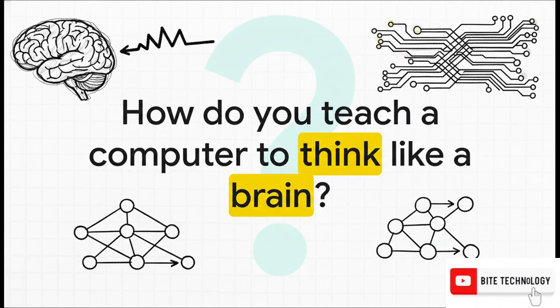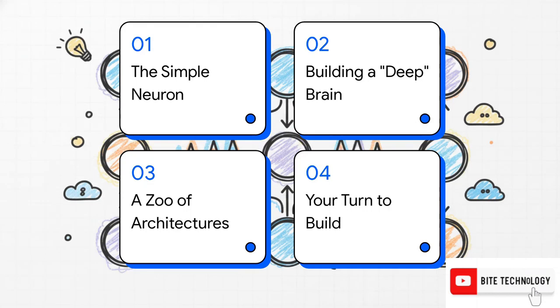So here's the big question, right? How do you actually teach a computer, a chunk of metal and code, to think like a brain? Well, the answer lies in an architecture that's both incredibly powerful and, you might be surprised to hear, pretty simple at its core. All right, so here's how we're going to break it all down.